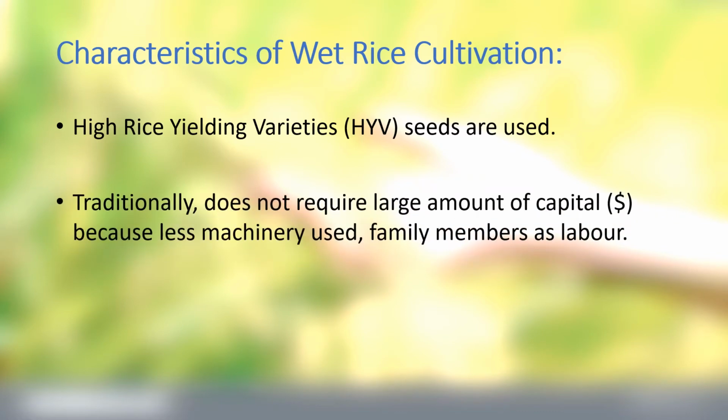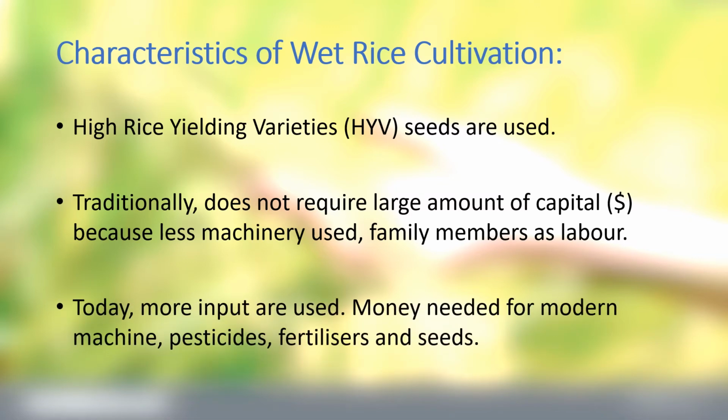Now, traditionally, it does not require a large amount of capital or money because they use less machinery and family members work as labor. But today, they put in more inputs. Money is needed for modern machines, pesticides, fertilizers, and seeds.